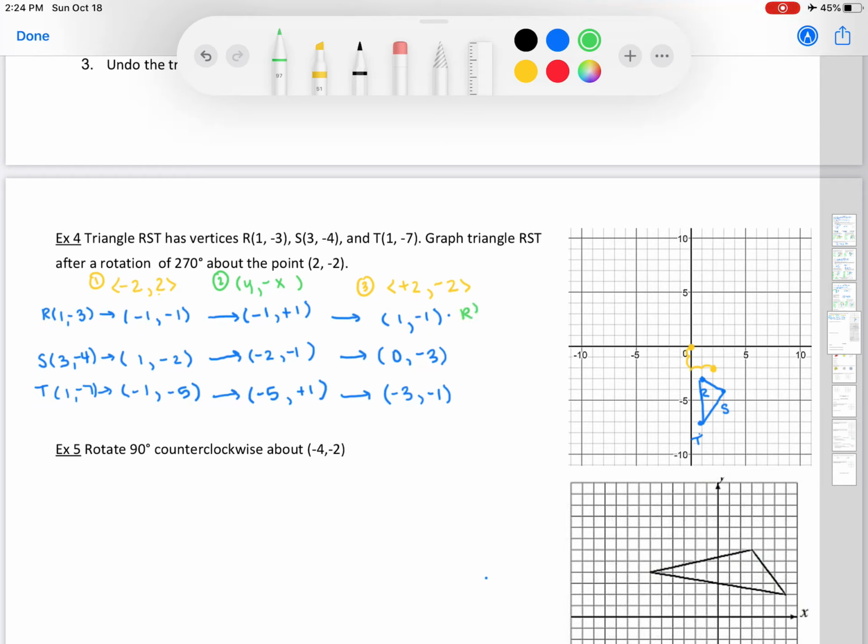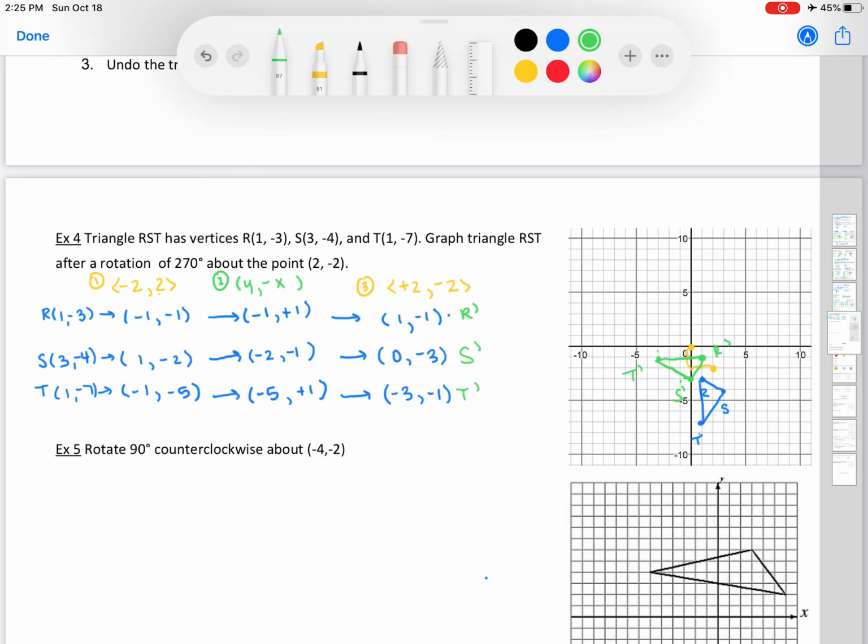These are going to be your final answers. So we have our R prime at 1, -1. Our S prime is going to be at 0, -3. I'm going to move my label for my R prime so it's not in the way. And then our T prime is at -3, -1. And then this is going to be our final answer.